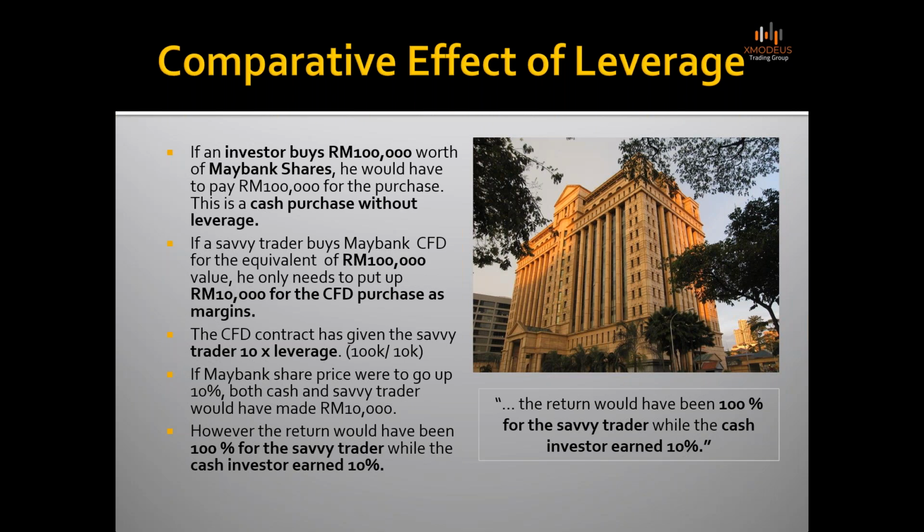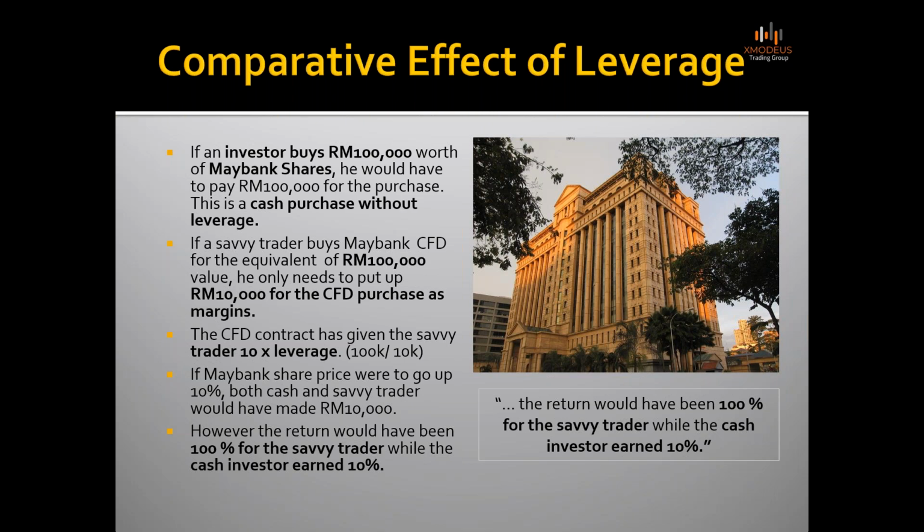Now, if you are a savvy trader, you can say, hey, let me open up an account with Phillip Futures, and then I'll buy a Maybank CFD, right? Because what I need to do is I only need to put up 10%. It's an index stock, so 10%. So I only need to put up 10,000 ringgit for the same amount of shares worth in terms of value, 100,000 ringgit worth of Maybank shares, right?